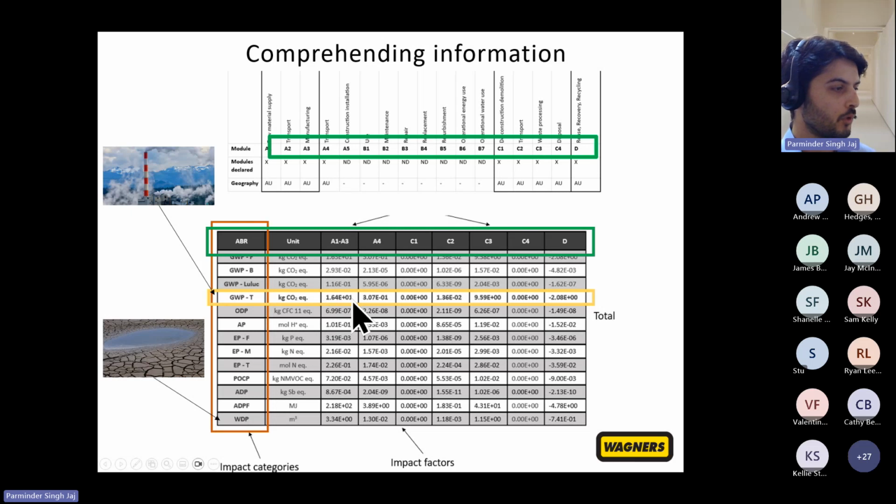If you're more concerned about a particular stage, you can focus on particular emissions at that stage, or if you want to calculate the overall emissions from manufacturing to end of life, it's as simple as adding up all these numbers from left to right, and then you will get the total impact category of that particular product.